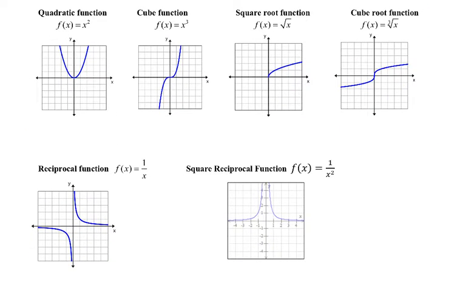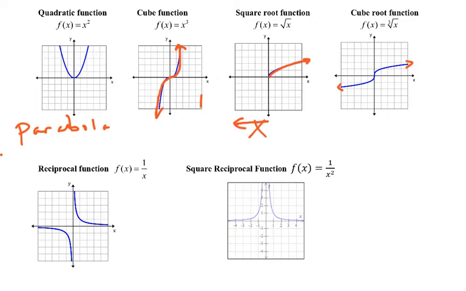Looking at our other parent functions, we have the quadratic function, f of x equals x squared. That creates what we call a parabola. We have the cubic function, or the cube function, which is f of x equals x to the third, which makes this kind of wavy line. We have the square root function. We have the cubic root function. Now notice for the square root function, we don't get any negative x values. There's none of those included in that function. But in the cubic, we can get negative x values because we can evaluate the cubic root for negative numbers.